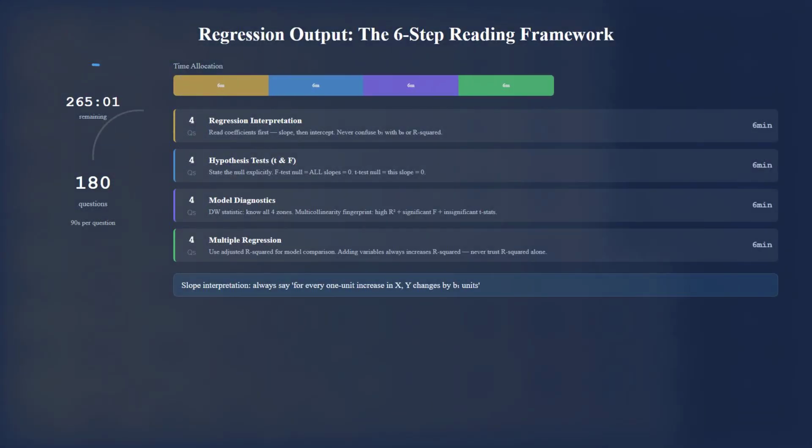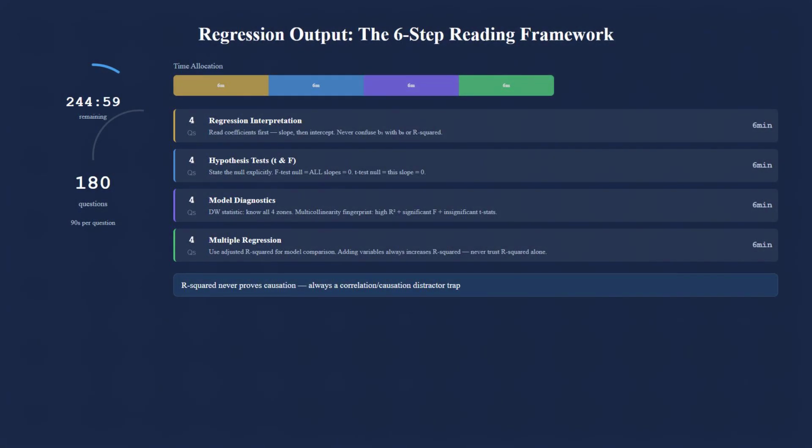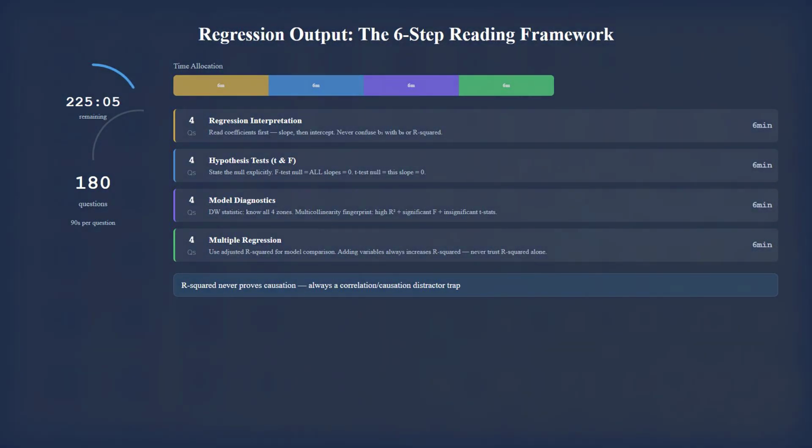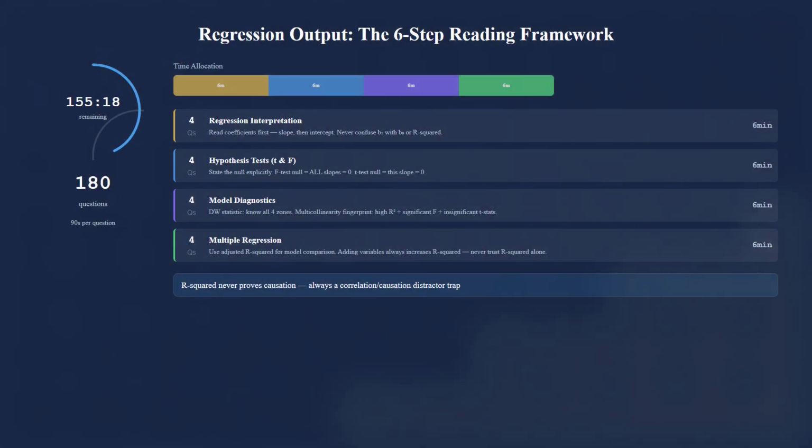Exam strategy for regression output questions. When you see a regression table on the exam, read it in this exact order. 1. Coefficients column. State the direction and magnitude. For every 1 unit of x, y changes by b1. 2. T-statistic column. Compare to 1.96 at 5%. If below, that variable is not significant. 3. P-value column. Below 0.05 means significant. 4. R-squared. Proportion of variance explained, nothing more.